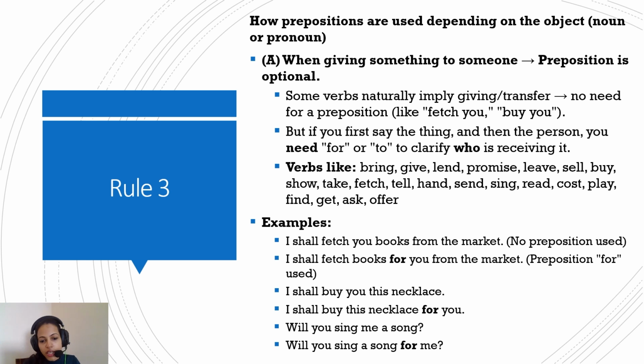Similarly, I shall buy you this necklace. Here again, there is no need for a preposition in this statement. But I shall buy this necklace for you. Here the necklace is placed before you, then we need the preposition for to establish who is receiving the necklace. Again, will you sing for me? Again, we do not need a preposition here. But will you sing a song for me? Here the song is placed before me. So in this case, we will use the preposition for to establish the connection.